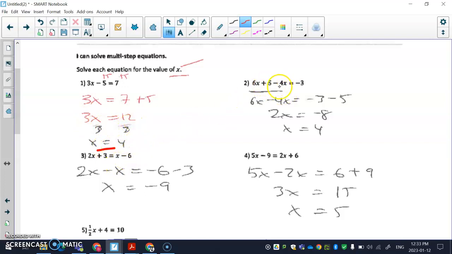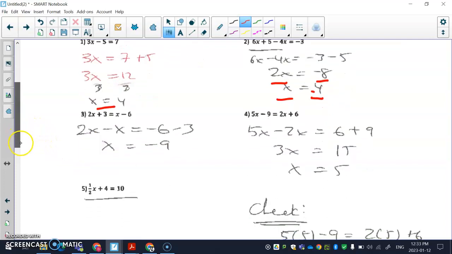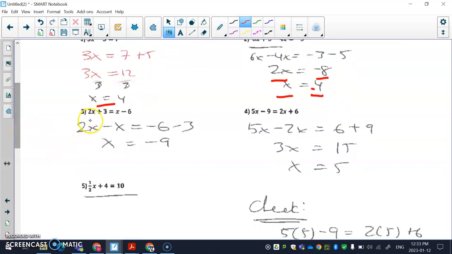Over here, I'm going to leave the x's on this side. I'm going to take this constant and move it over. So it's minus 5 here. Sorry, plus 5 here. It's minus 5 here. So I have 6x minus 4x, which is 2x, equals minus 3, subtract 5, which is minus 8. Then you divide these out, and it's negative 4. Got the wrong answer there. Minus 4.